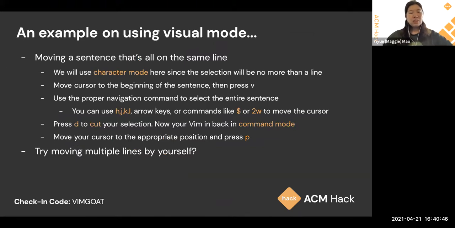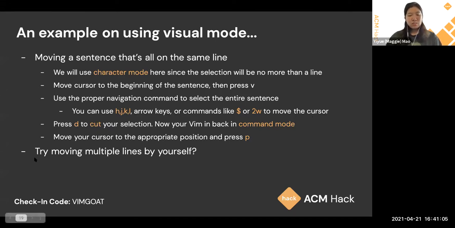So some examples that we just went over is like moving a sentence that's on the same line, which uses character mode, since the selection will be no more than a line. And then we went over moving the cursor to the beginning of the sentence and pressing V. Basically what I just went over in the last exercise.